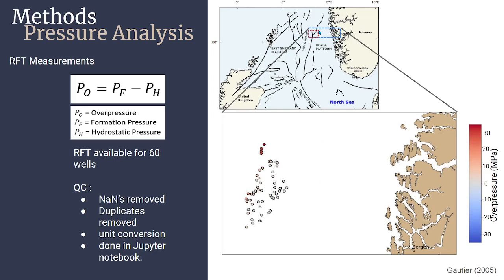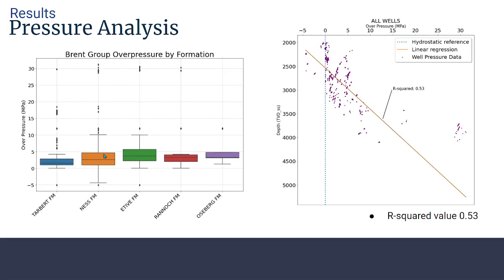Using the repeat formation test data, I looked at depth and lithology as factors in the distribution of overpressure. Box plots of the individual formations within the Brent group, shown here from shallow to deep, and used as a proxy for lithology, show a similar distribution of pressures with no obvious outliers. Plotting overpressure as a function of depth, with the hydrostatic pressure equal to 0, shown by the blue dotted line, shows a scattered non-zero distribution, with an overall trend of overpressure increasing with depth, although a linear regression gave an R-squared value of 0.53, indicating that there's not a strong linear correlation between these two variables, with the distribution appearing to have a more exponential relationship.